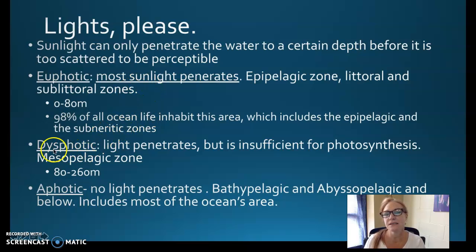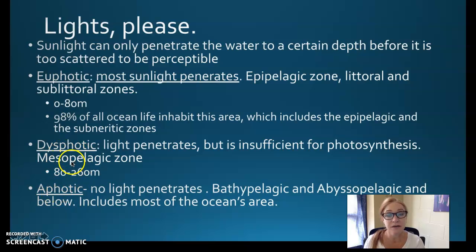And then we have the dysphotic zone. This is like the twilight zone. It's starting to get a little dim. It's not enough light to support photosynthesis, so we don't get any algae or kelp there. And this goes from about 80 meters down to 260 meters down. There is quite a bit of life down there. We didn't think there was, but the mesopelagic and the dysphotic zones are quite abundant in biodiversity, just not plants.